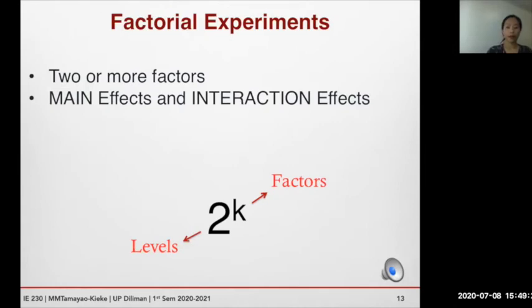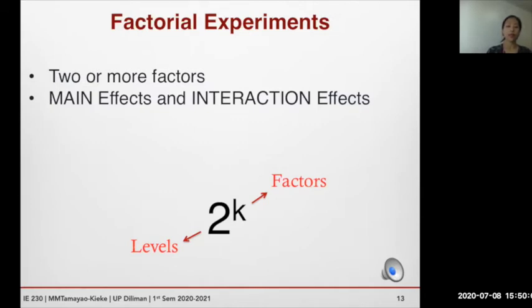In factorial experiments, you basically deal with two or more factors, and the controllable factors under consideration are varied to capture both main and interaction effects. Main effects are the individual effects of each factor, while the interaction effects are the combined effects of the different factors. Generally, if we are considering k factors with 2 levels each, we denote it as a 2 to the k factorial experiment and would need 2 to the k runs.